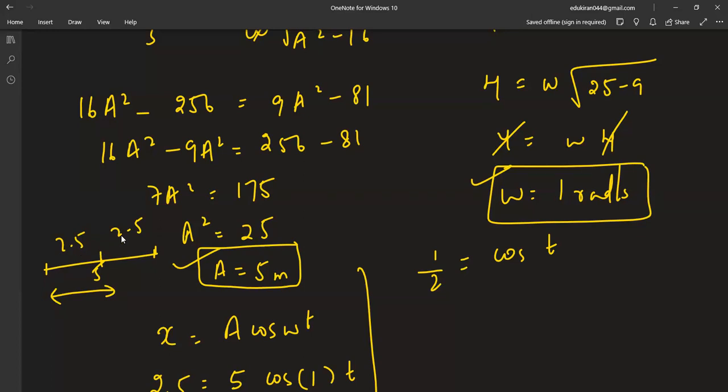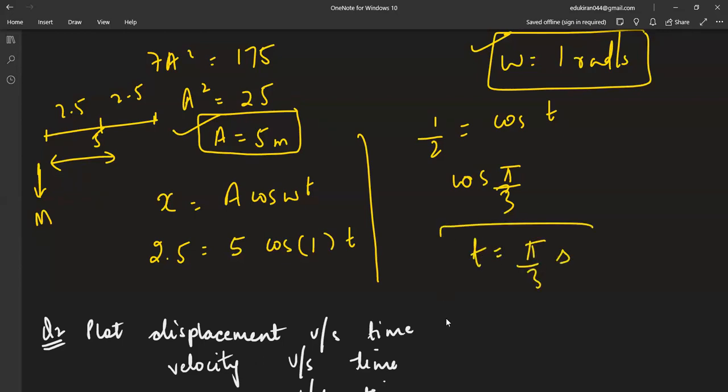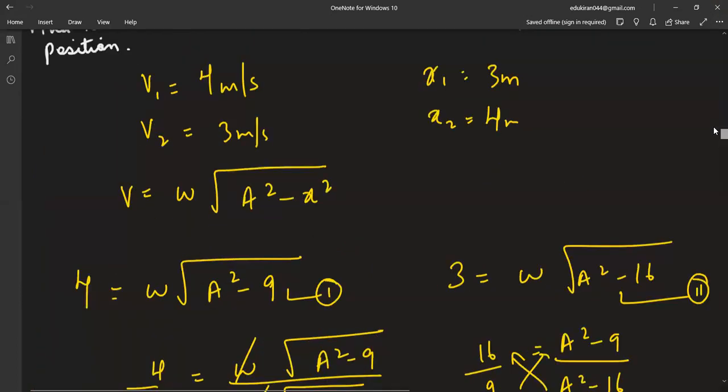But in case it wasn't like that, then we'll have to subtract it from the amplitude, because we always take it from the mean position. This is the mean position. So half is cos t, that is cos pi by 3, so t will be pi by 3. So the time will be equal to pi by 3 seconds. Note it down. One graph part we will see.